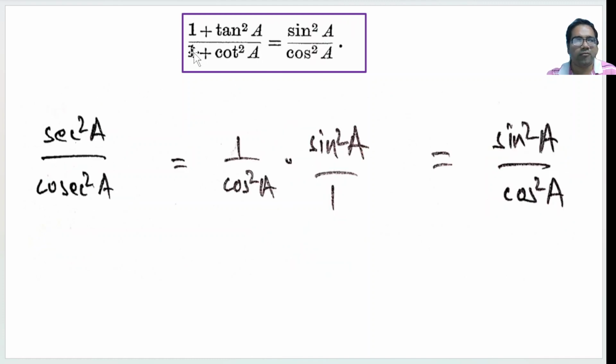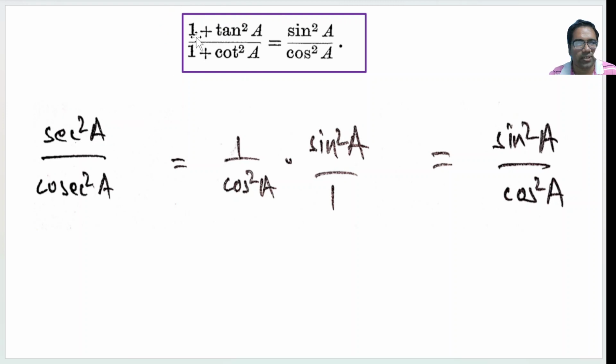Next one. 1 plus tan square a by 1 plus cot square a equals tan square a by... plus tan square a by 1 plus cot square a equals sin square a by cos square a. Basically, we have to convert tan and cot to sin and cos. What is 1 plus tan square a? It is secant square a, right? We have already done this. This is very basic result, right?